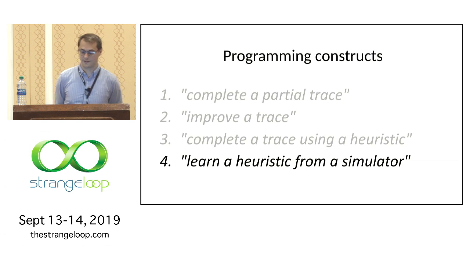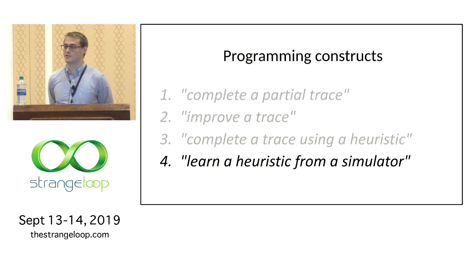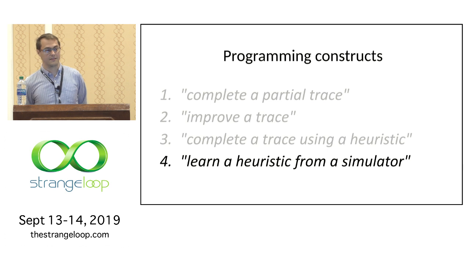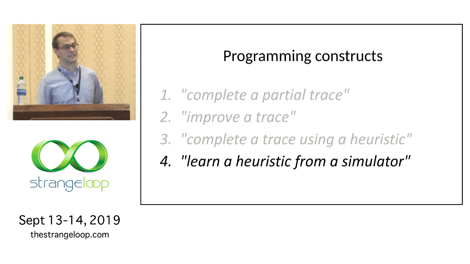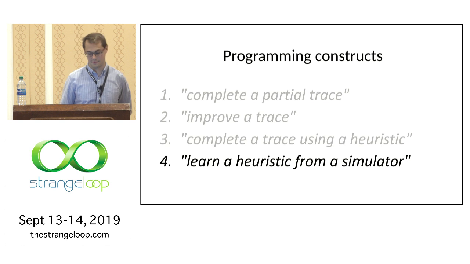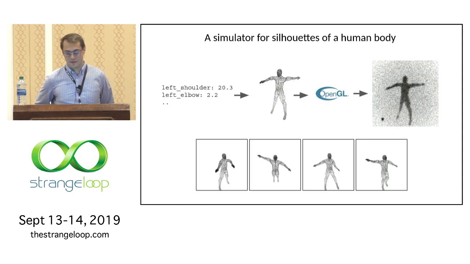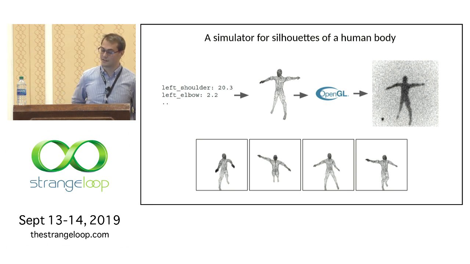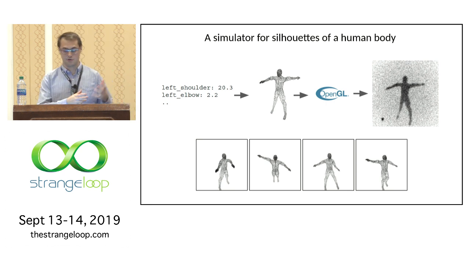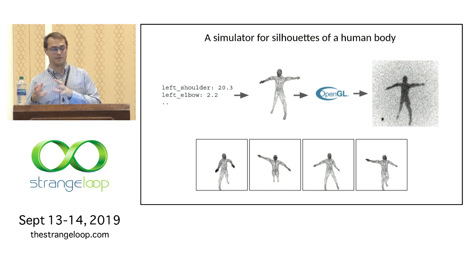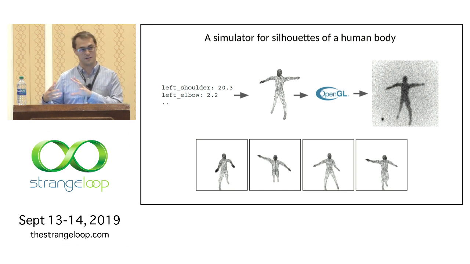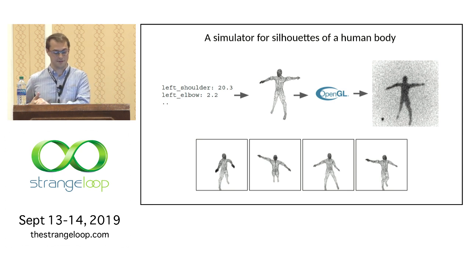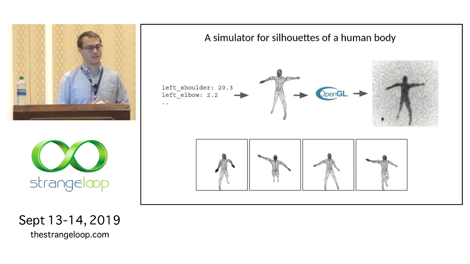Okay, so our final construct is going to allow us to learn good heuristics in a principled way automatically using training data generated by the simulator. And in particular, this is going to allow us to use things like deep neural networks in our heuristics. So here's an example. Suppose we have a simulator for silhouettes of a human body on the right. And the way the simulator works is first generating some joint angles, then using some computer graphics techniques to generate a mesh, then rendering that into the silhouette image on the right. And some of the random poses this can generate are shown on the bottom.